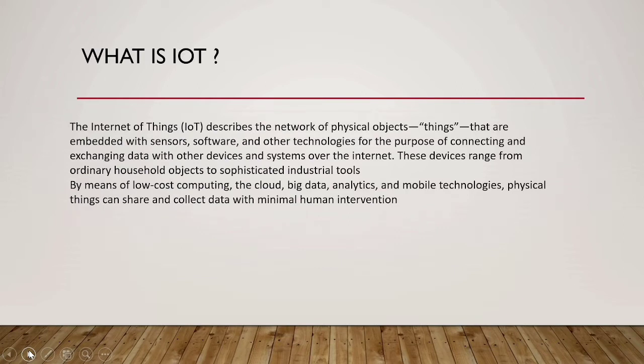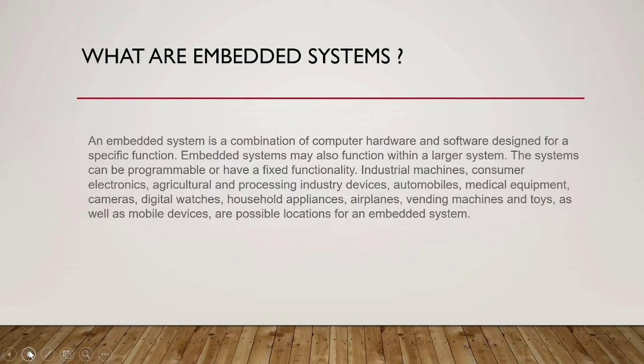Now, what is IoT? IoT is basically Internet of Things that describes the network of physical objects that are embedded with sensors, software, and other technologies for the purpose of connecting and exchanging data with other devices and systems over the Internet. A few examples of IoT would be smart mobile phones, smart refrigerators, smart security systems, fitness trackers, and much more.